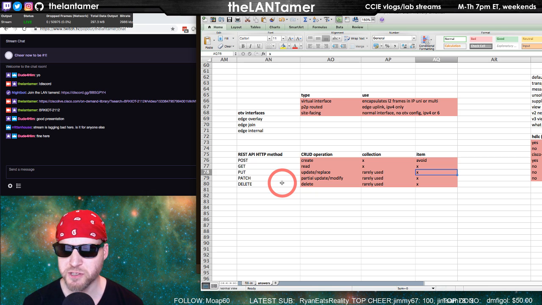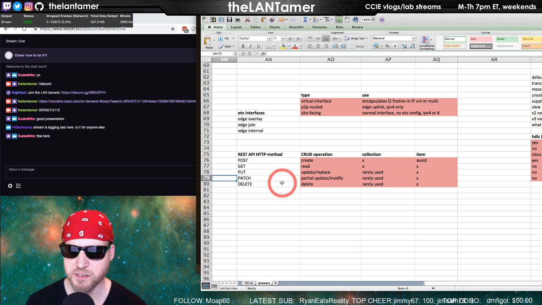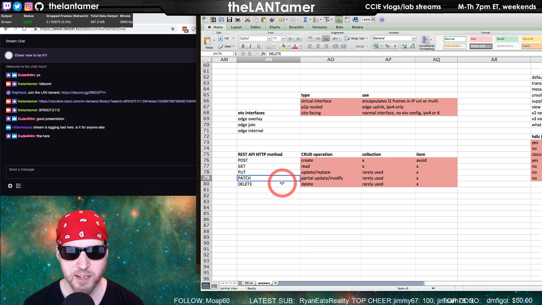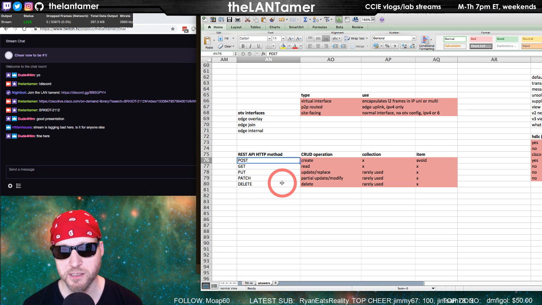Patch is also a partial update. I haven't seen this myself. It's rarely used at the collection level. More often used at the item level, but in looking at PCAPs and things, I have not seen this. I have seen the other 4. And there are others. These aren't the only ones, but these are basically what I deduced are the most common. So I hope that helps.